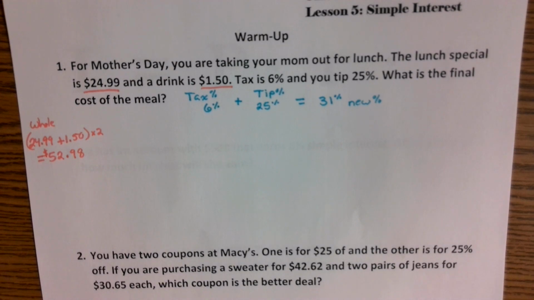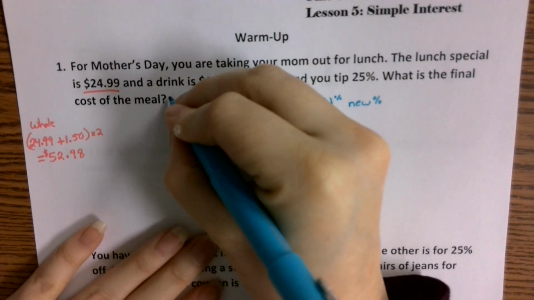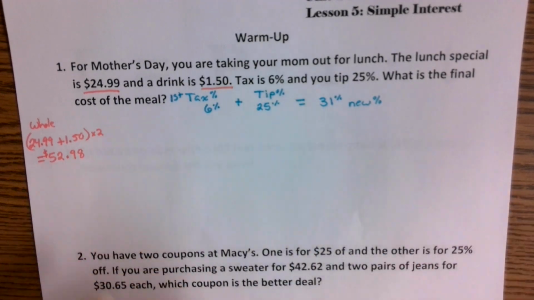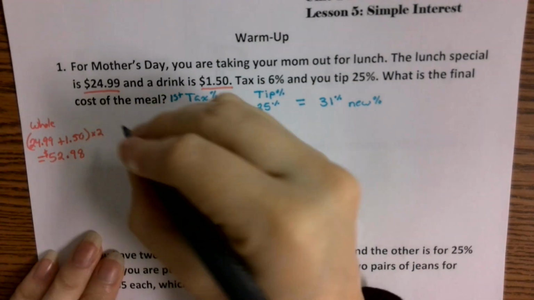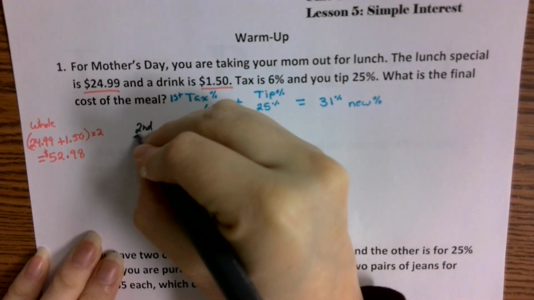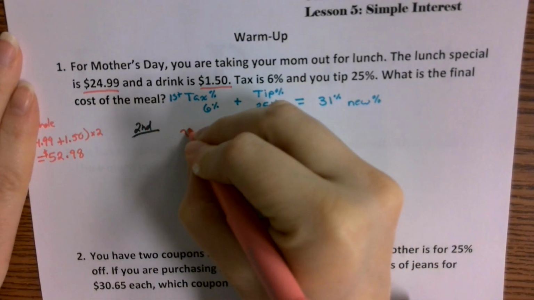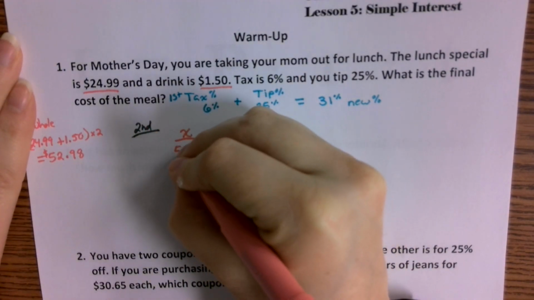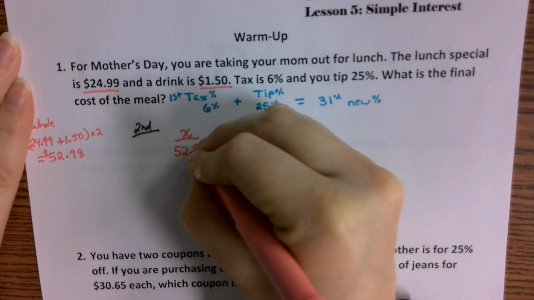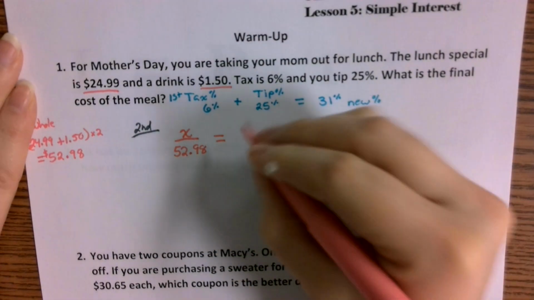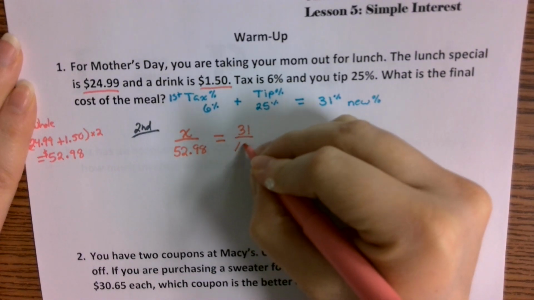So now we just follow the different steps. So remember, this was step 1. Step 1 was to find out what our new percentage was. We found out our new percent. Okay. Step 2 is to set up that proportion. So our second step, we're going to set up the proportion where we're going to do X over the cost, the money, which was $52.98, is equal to our new percentage, which was 31%, out of 100.